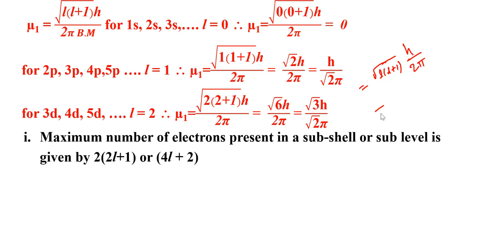Sometimes you may observe that under root L into L plus 1, h cap. h cap means h/2π, written in this short form. Okay, both are the same: angular momentum. The maximum number of electrons present in a subshell is given by 2 into 2l plus 1 or 4l plus 2, any one of the formula you can use. We are talking about the maximum number of electrons.